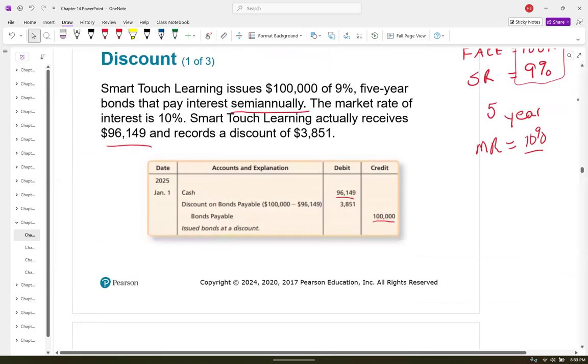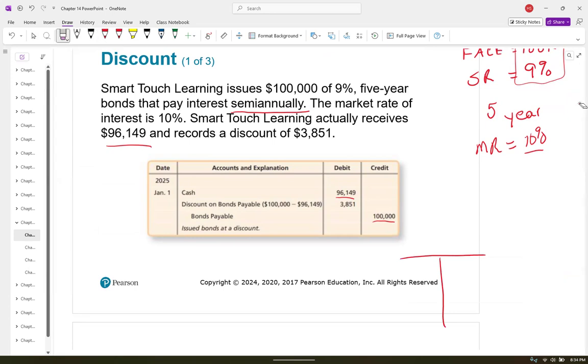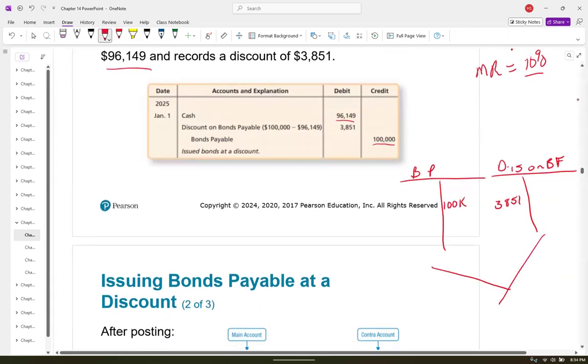So what type of account is that, Miss Solano? Well, let me pull out some T accounts here because you know I love them. Discount on bond payable is a contra liability account. Okay, so these are companion accounts. Our bonds payable has the 100K in it. Our discount on bonds payable has 3851 in it. These two together have a book value right now equal to the issue price. That book value is the 96,149.